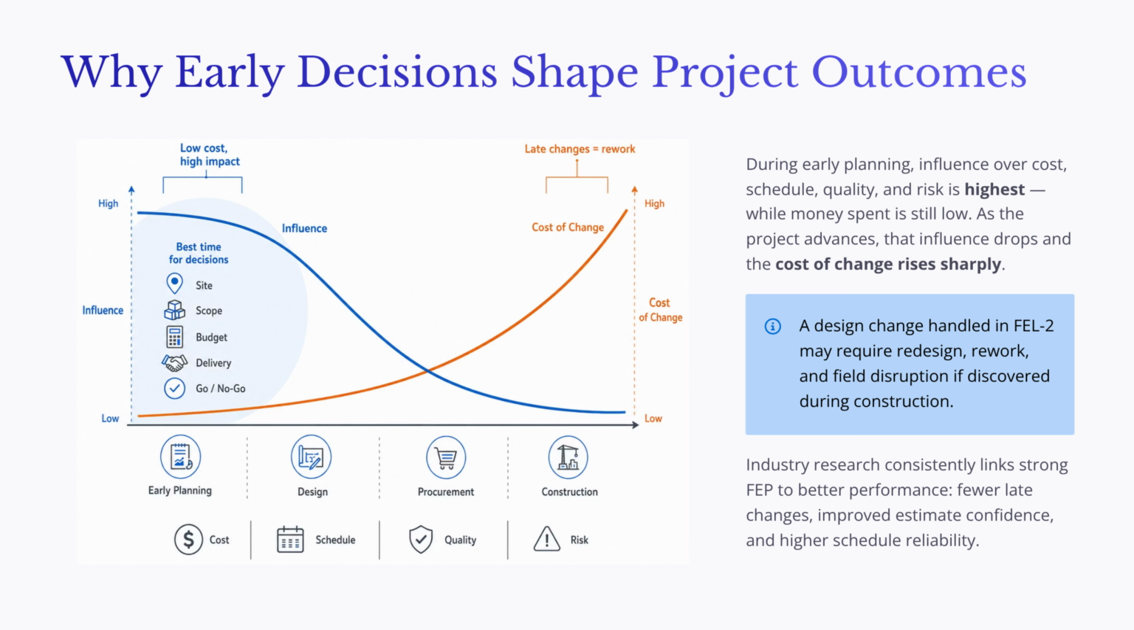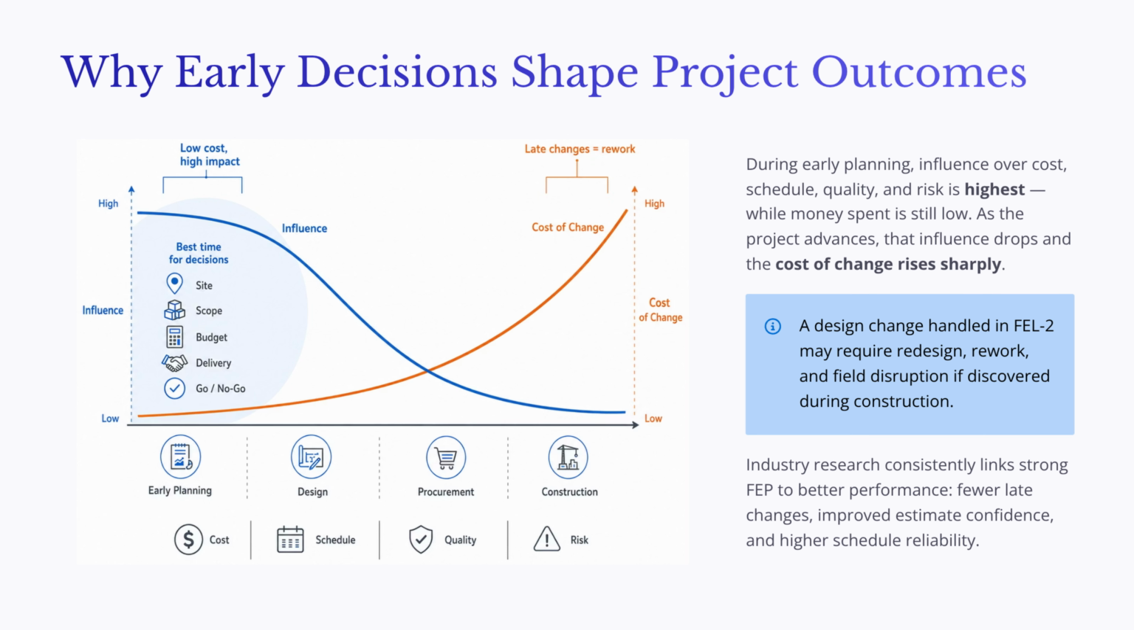A design issue that could have been resolved in a planning workshop during FEL2 may require redesign, rework, contract changes, material restocking, and field disruption if it is discovered during construction. This is why FEP should be viewed as a risk reduction investment. It improves decision quality before the project becomes expensive to change.